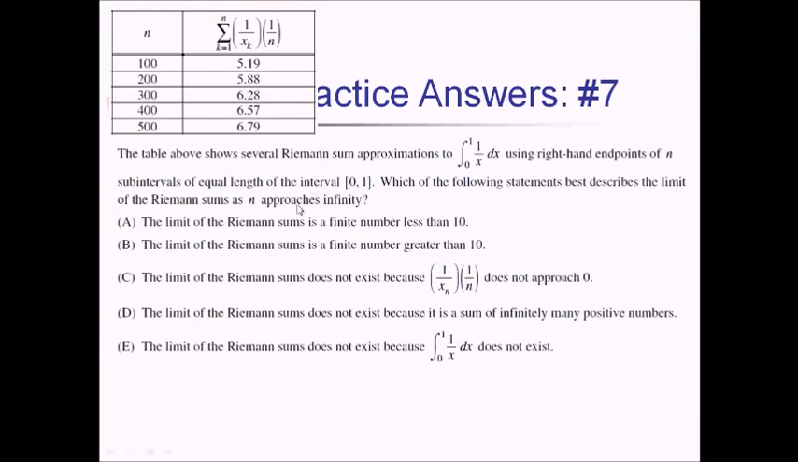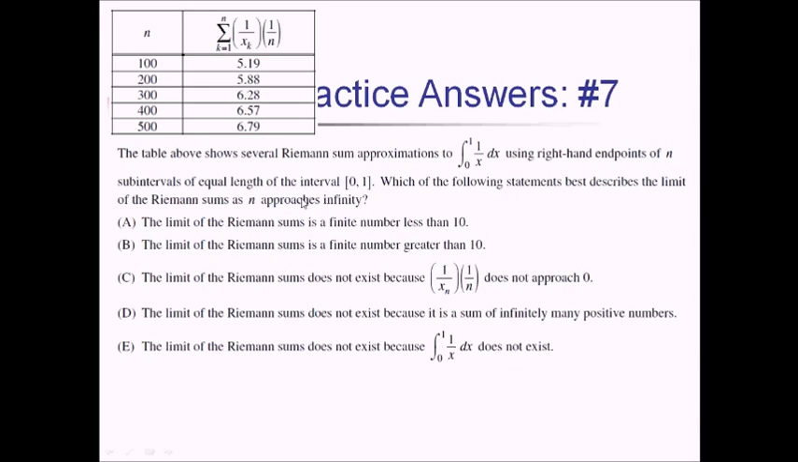For this problem, we have this table showing Riemann-sum approximations to the integral from 0 to 1 of 1 over x dx with right-hand endpoints, so basically RRAM. And we want to find which statement describes the limit of the Riemann sums as n approaches infinity. So here we had some limited n values, but what if n approaches infinity?